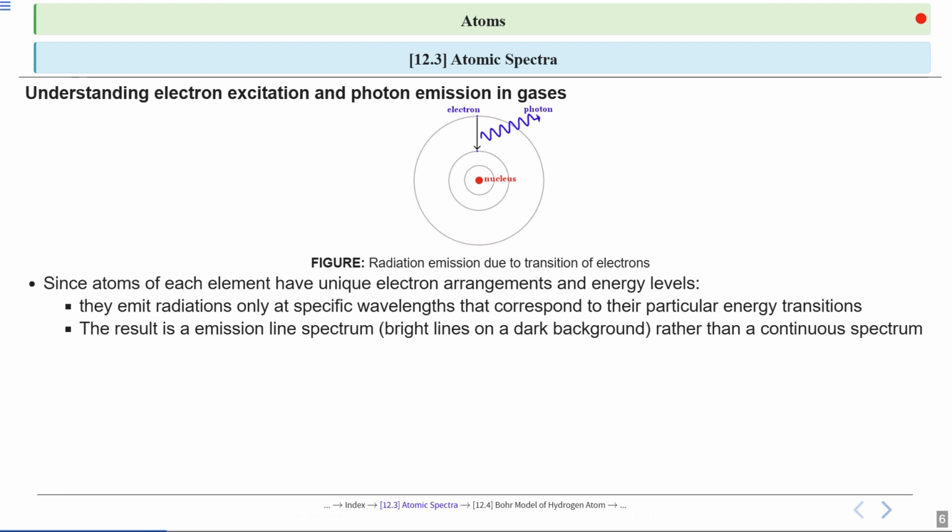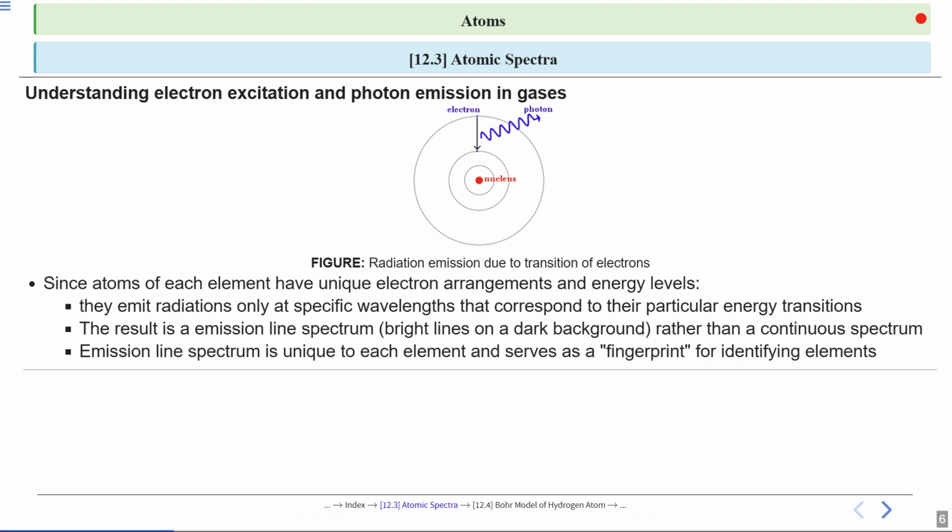The result of these specific emissions is called an emission spectrum. Instead of a continuous rainbow of colors, we see bright lines at certain positions on a dark background. Each line represents a photon of a specific energy being emitted by the atom. Importantly, the emission line spectrum is unique for every element, acting like a fingerprint. Scientists use these patterns to identify elements in stars or unknown samples.